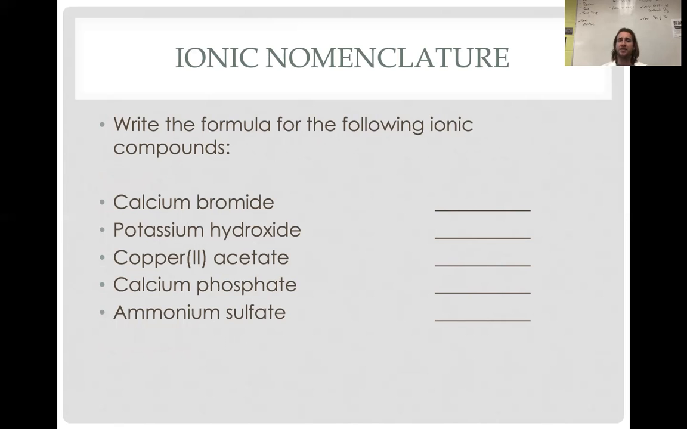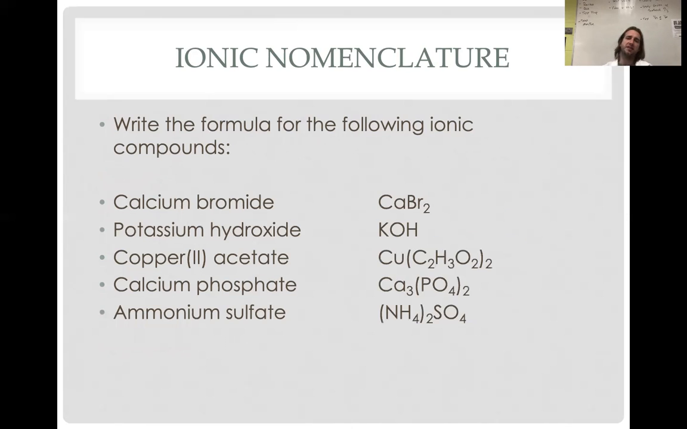Speaking of writing some formulas, go ahead, pause it, write these 5 formulas for me. When you're ready, come on back and check them. Calcium bromide would be CaBr2, potassium hydroxide, KOH. Copper(II) acetate. Remember, the 2 is the charge on the copper. The copper is a 2+ charge. So to balance out, you're going to need 2 of the acetates. Got to have parentheses to get that 2 to apply to the whole polyatomic. Calcium phosphate, got to get them to be 6+, 6-. And ammonium sulfate would be (NH4)2SO4.